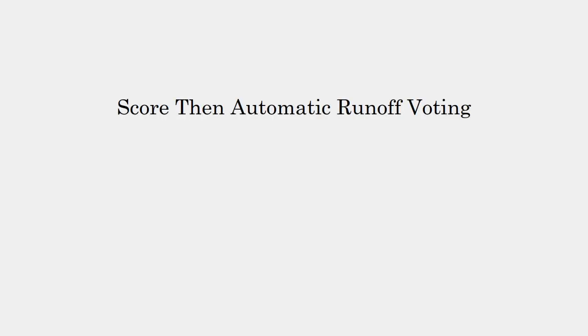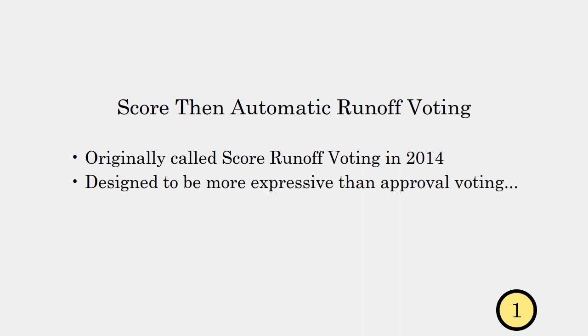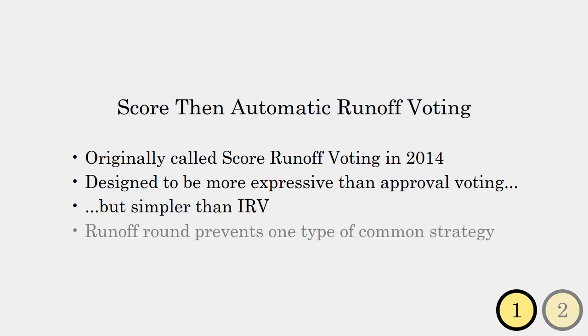Score, then automatic runoff voting, called STAR voting for short, is one of the newest voting systems. Created in 2014 as score runoff voting, it was designed as a hybrid between approval and instant runoff voting. The motivation behind the new system was to have both the expressiveness of instant runoff voting and the simplicity of approval voting, without the strategic incentives that a pure score voting system has. Here is how a STAR election works.